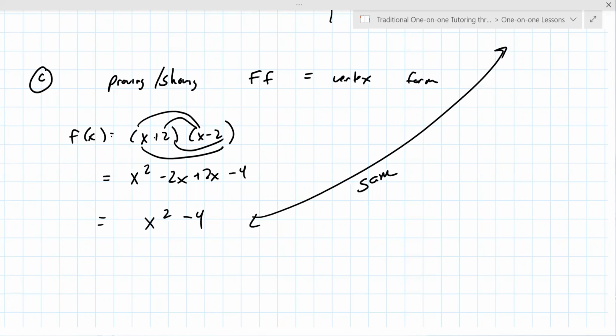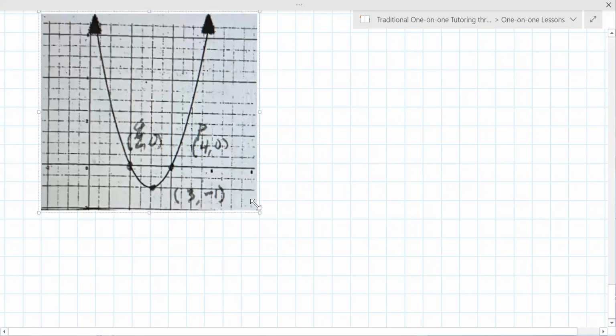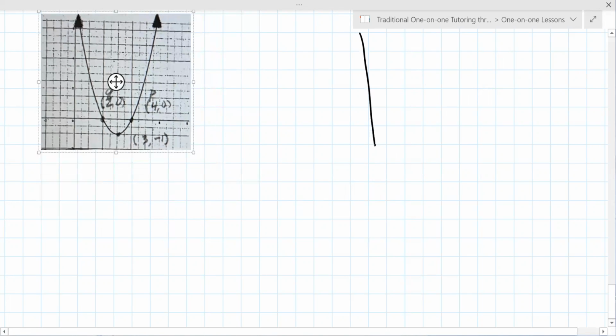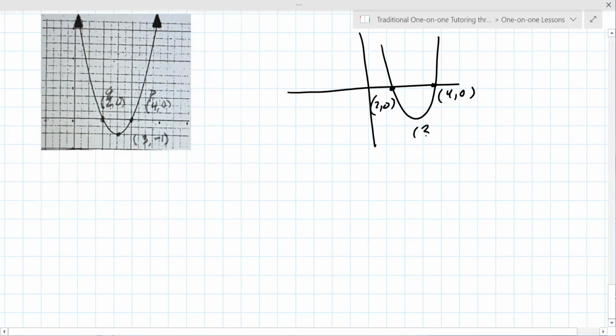Okay, so let's do another one here. I think we found a method here that works. So let me do like we just did. Okay, so here's your graph. I'll do it kind of nice here. 2, 0, 4, 0, 3, -1. So over here on the left, I want you to write factored form, and you only use the zeros. Only use the zeros.